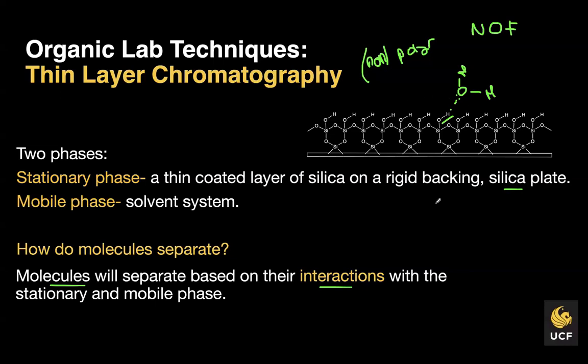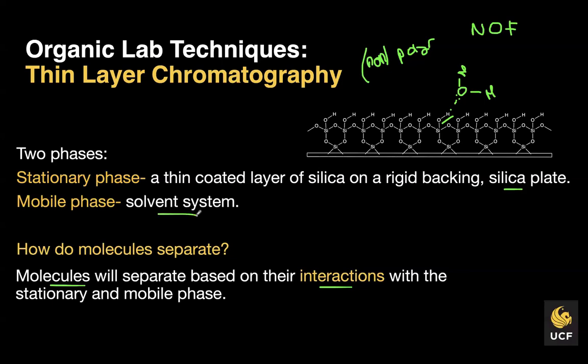All right, so it's based on their interactions with the actual plate. It could interact with polar molecules. It could form dipole-dipole interactions. It could form hydrogen bonding. So polar molecules will tend to have strong interactions with the silica plate, whereas non-polar molecules will tend to have weaker interactions with the silica plate or with the TLC plate.